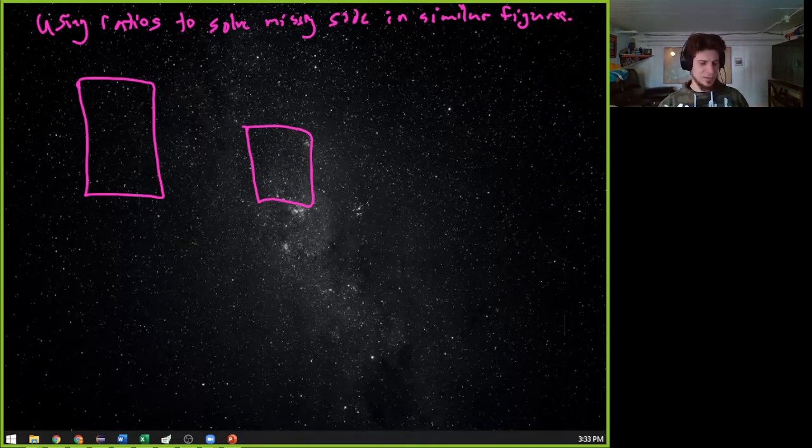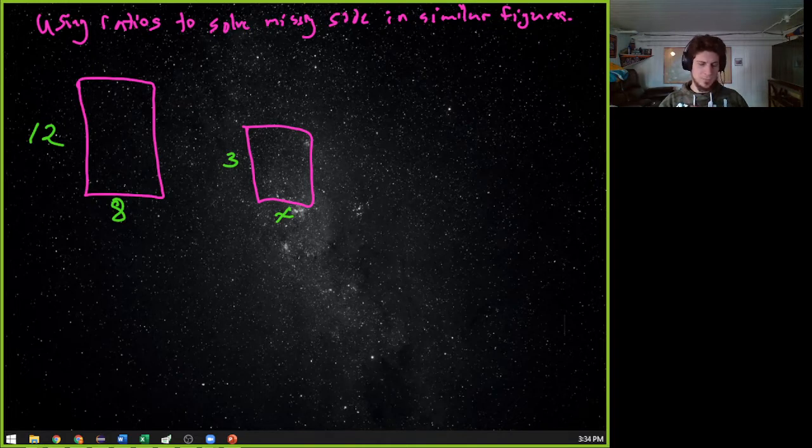So, for instance, let's say that this side is 12, maybe this side is 3, and then we have this shorter side over here. We'll say that it is, I don't know, 8. We want to find the missing side over here, x. So how do we do that? Well, all we have to do is set up a ratio of the sides, and because they're similar, it is going to be proportional.